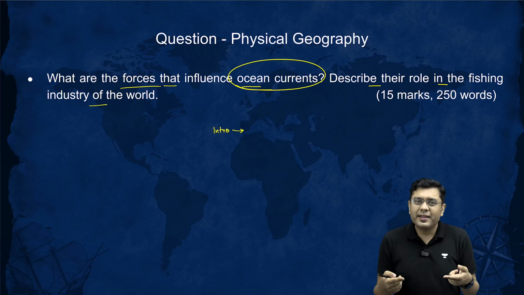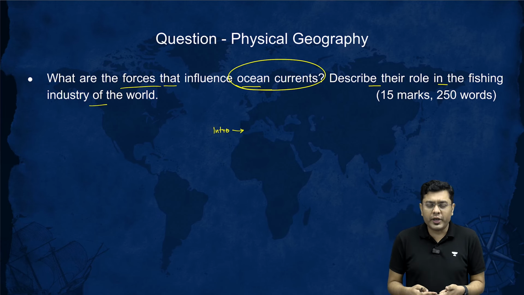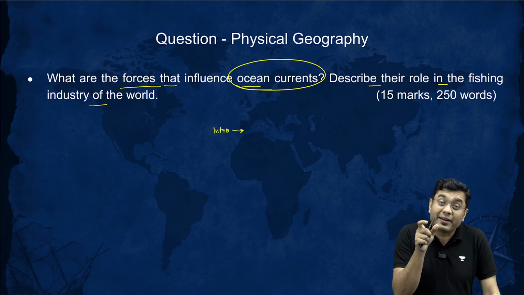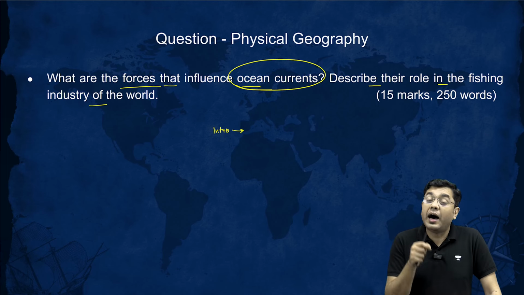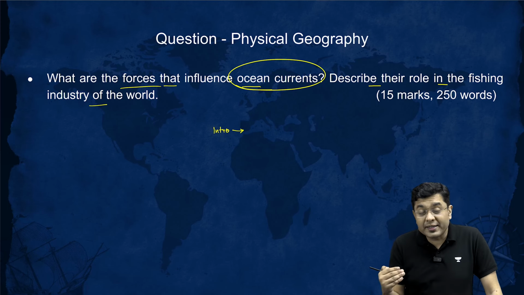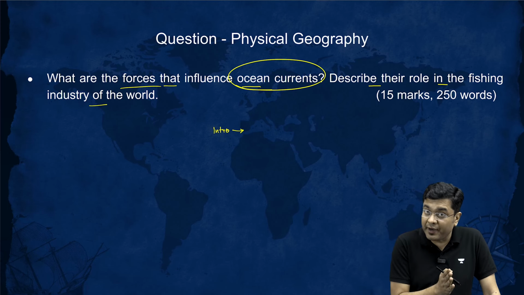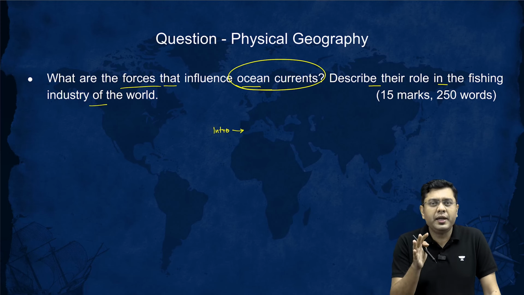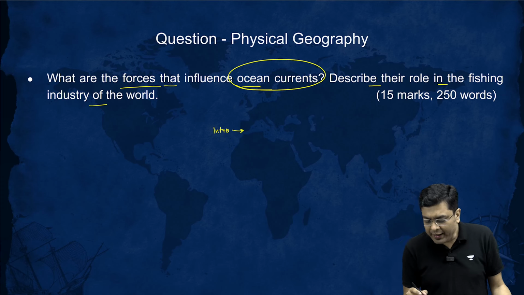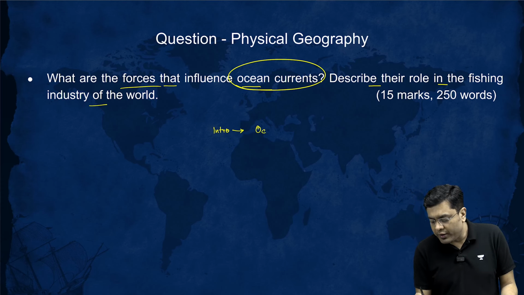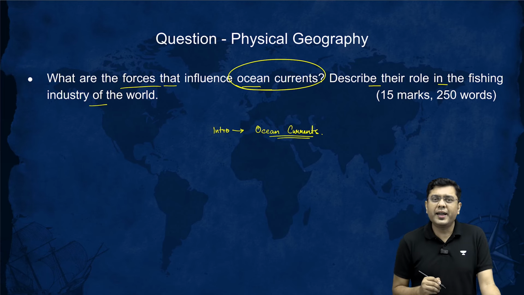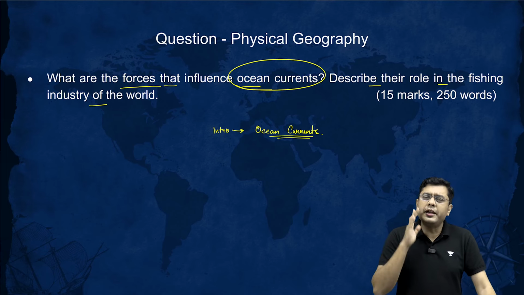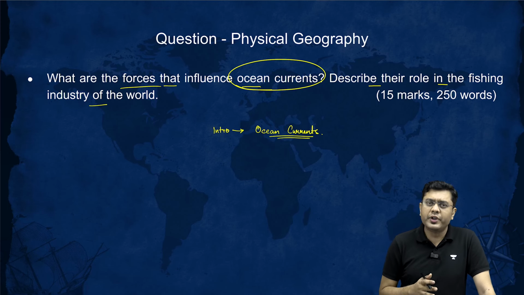Then in that case, the first sentence of your body has to talk about how these ocean currents are controlled by various different types of factors, which can be classified into primary and secondary. So in the intro, talk about what these ocean currents are. Okay? So what are these ocean currents? Regular streamlined flow of water in the oceans in a set direction.